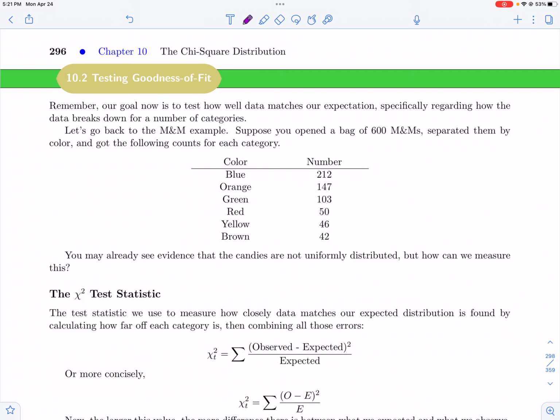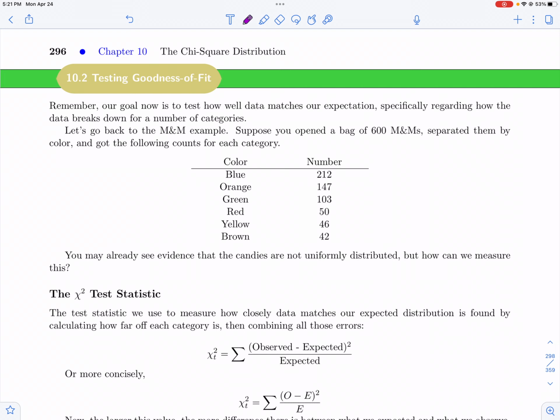All right, so the first type of chi-square distribution or hypothesis testing that we want to do is testing the goodness of fit. So we won't actually do this example, but I'm going to use this as a way to kind of help set up what we're going to be trying to do in this section.